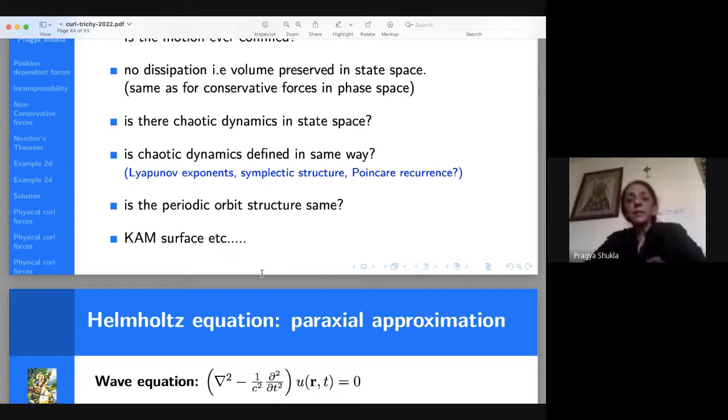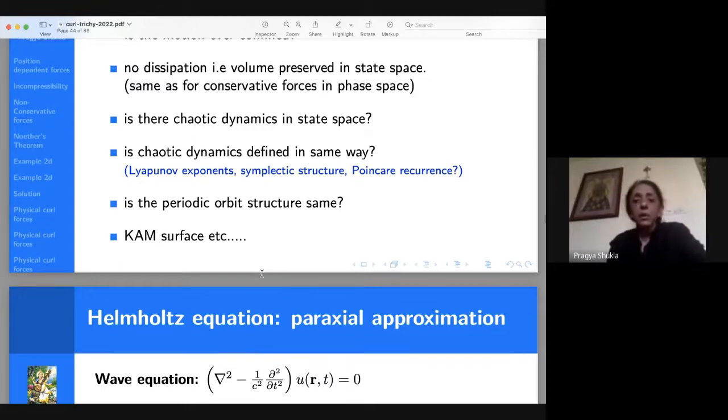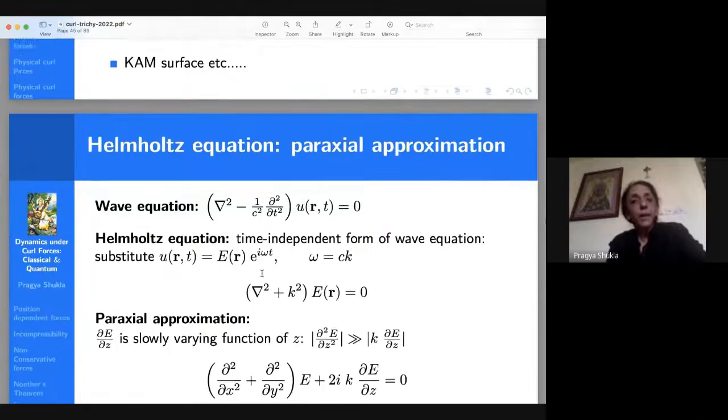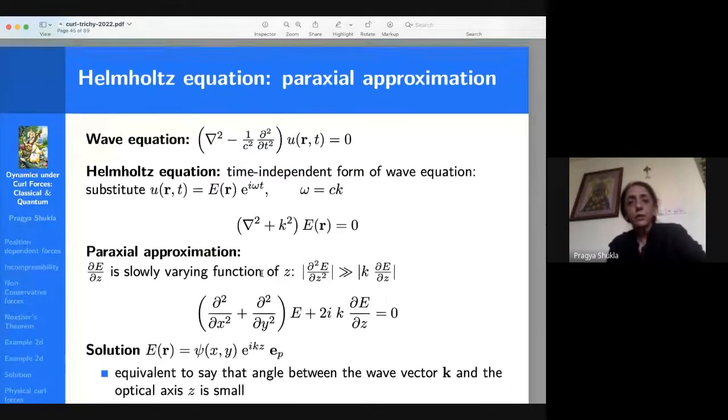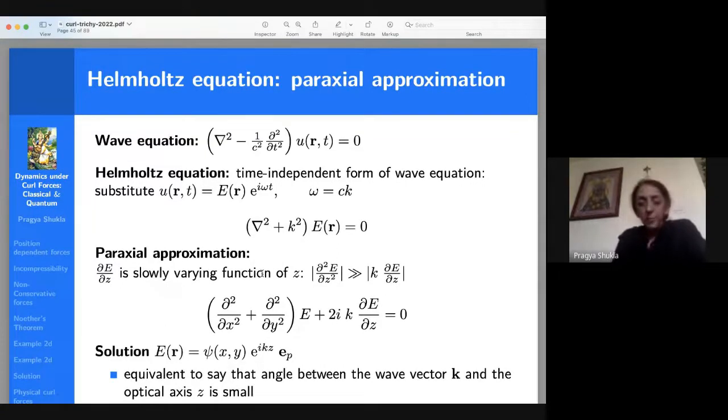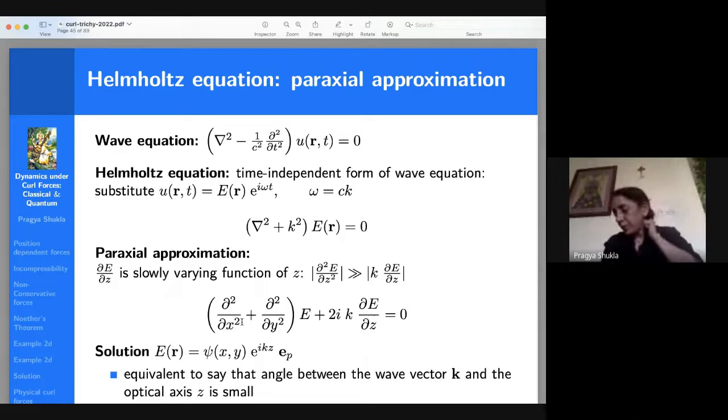As I said, curl forces appear in a very realistic way in optical cases, and therefore I'm now going to use an optical system. Let me give you an introduction, because students in MSc may not be familiar, but you are familiar with all these equations. I'm just connecting you to these equations.